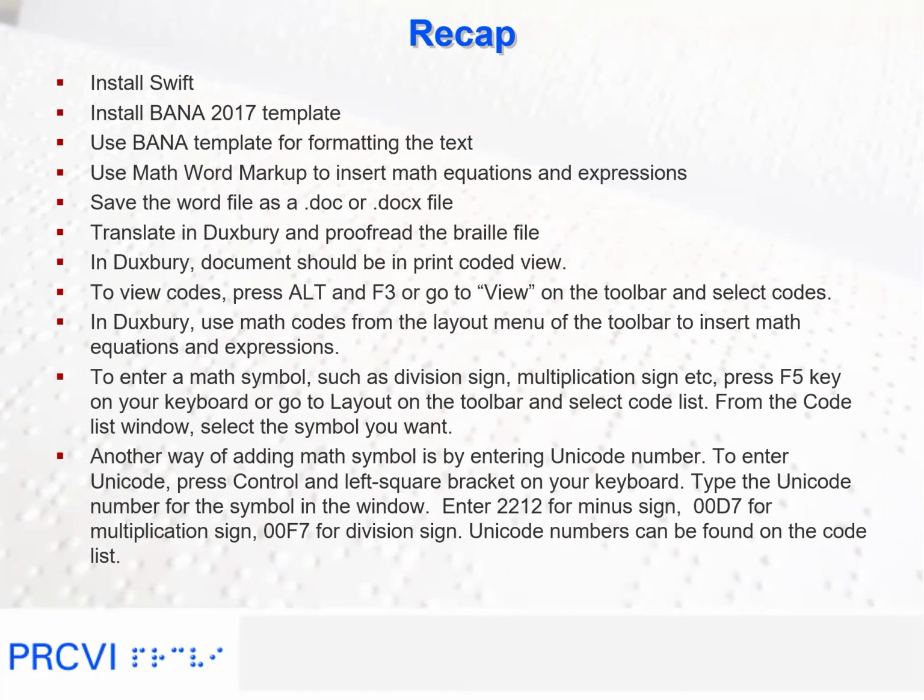Another way of adding math symbol is by entering Unicode number. To enter Unicode, press Ctrl and left square bracket on your keyboard. Type the Unicode number for the symbol in the window. Enter 2212 for minus, 00D7 for multiplication sign. Unicode numbers can be found on the code list. Proofread the Braille file.